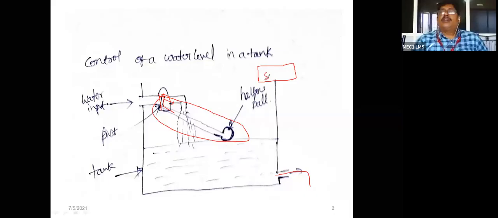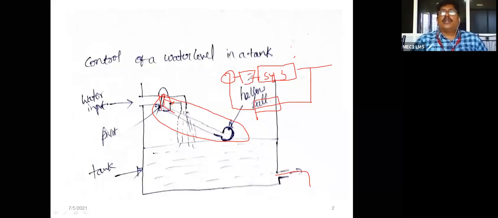Here, if you observe clearly, it is a system, right? And the output, and a feedback element is there. And here this is the error detector, and here one controller is there. And here the control element, this is the controller.